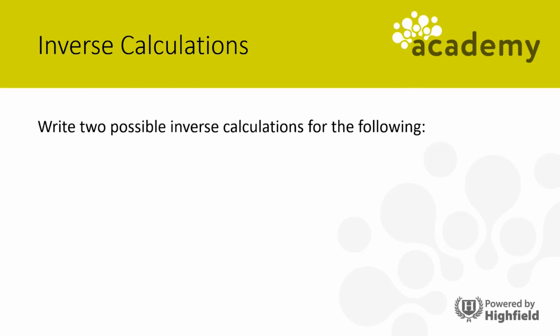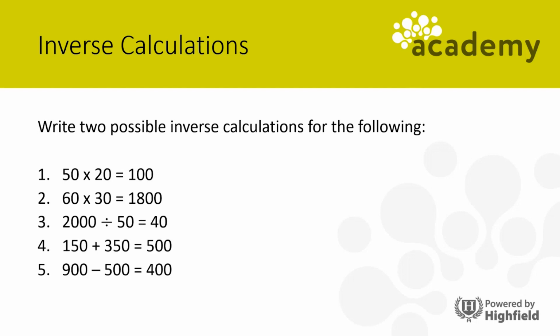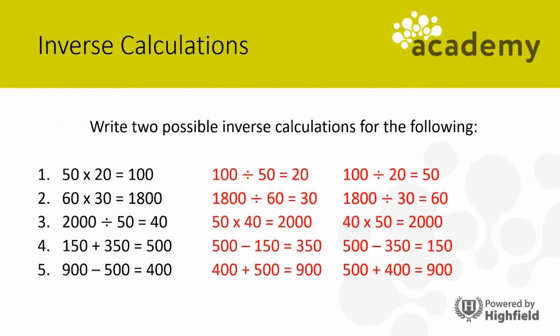Write two possible inverse calculations for the following. So here's 5 different calculations, and we're going to go through each of these one at a time. Number 1, 50 times 20 equals 1,000. The inverse calculations could be 1,000 divided by 50 equals 20, or 1,000 divided by 20 equals 50.